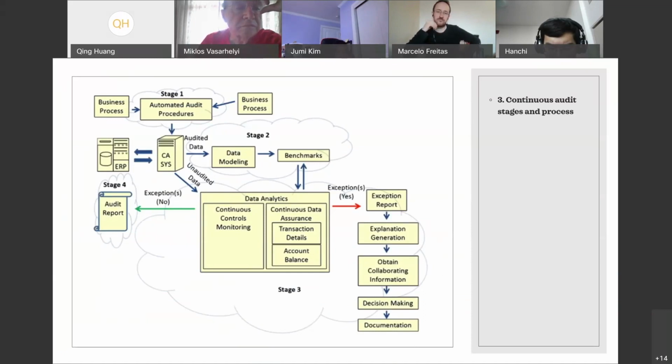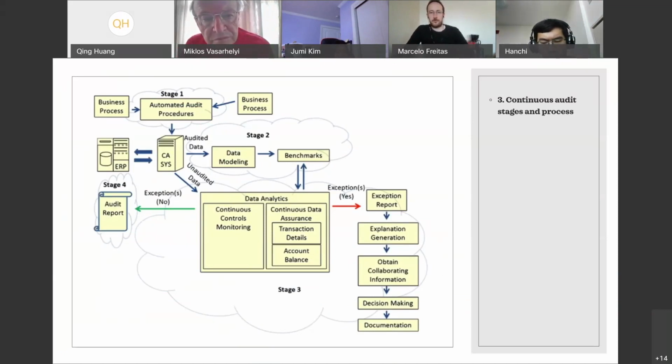In the first stage, auditors need to identify a business process where continuous auditing can be applied, and data access should be the primary consideration. Then the auditors examine pre-existing audit procedures to identify types of monitoring and tests that can be formalized. In stage 2, data modeling is used to develop benchmarks for evaluating future transaction data and account balances. Benchmarks are created using estimation, classification, association, or clustering techniques on the historical audited data.